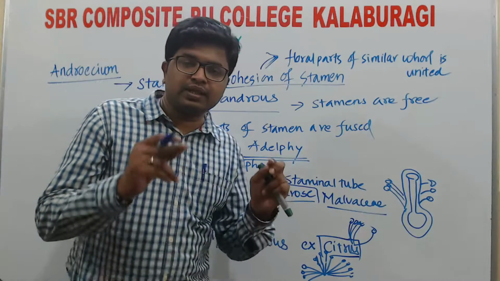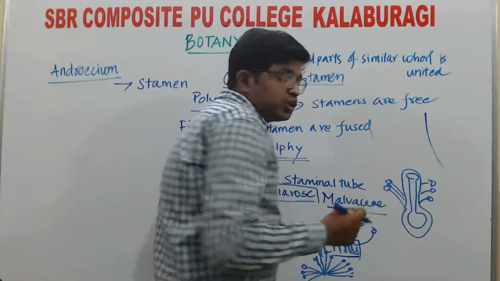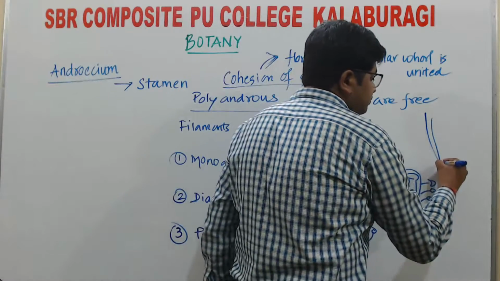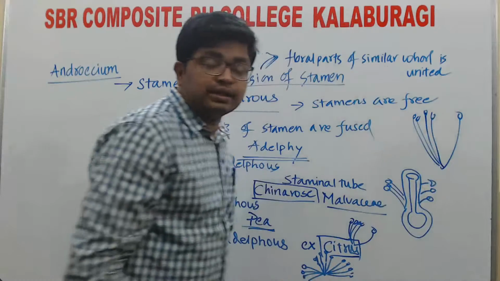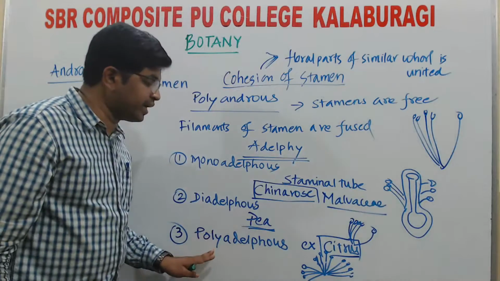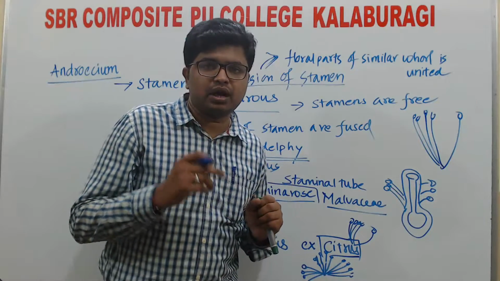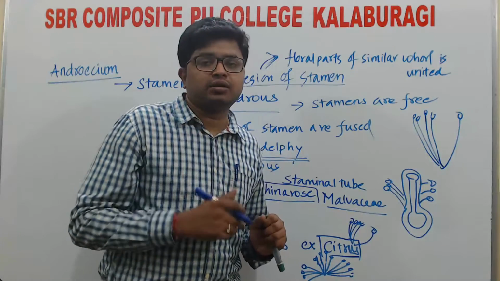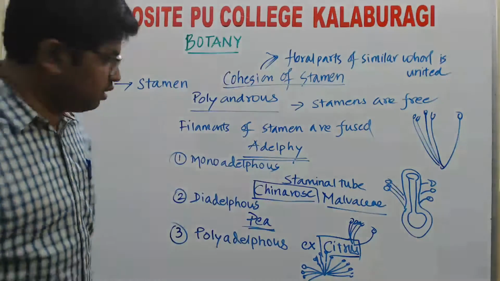Now, diadelphous condition is when the filaments, the thin slender thread-like structures, are found in 2 bunches, like this. This is one bunch and a separate bunch is there. Then we call it diadelphous condition. The example is pea. Now, in the polyadelphous condition, you will see that the groups of stamens are more than 2, maybe 3. Such a condition we call polyadelphous condition.